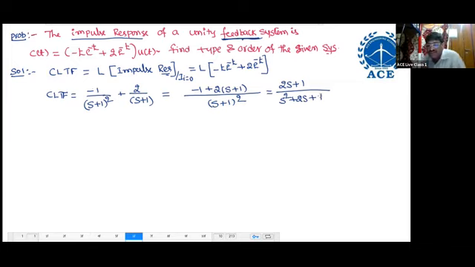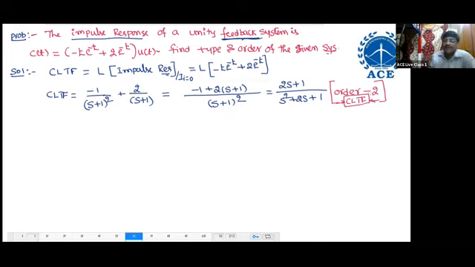From the closed loop transfer function, what can we obtain? We can obtain the order. Now I can write the order here. What is the order? It is second order, order 2. Because for order we require the closed loop transfer function, and this is the closed loop transfer function. That's why the order is 2.